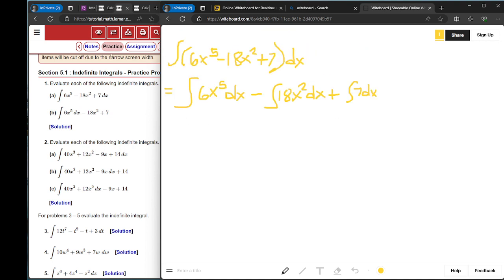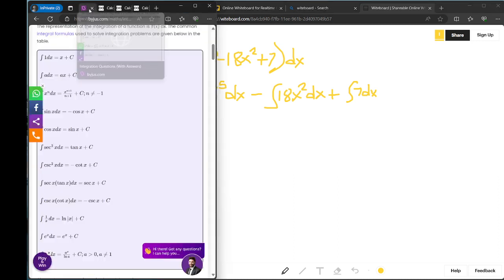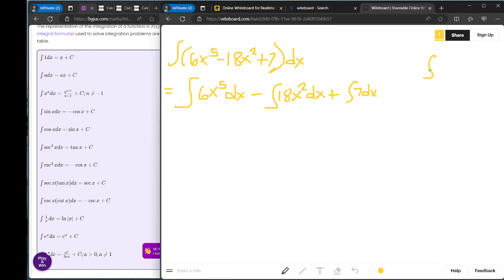And if we go back to our notes, to our guide, if the given problem is the integral of x to the n dx, meaning we are dealing with exponents, that is equal to x to the n plus 1, meaning we add 1 to the exponent and divide by n plus 1. And of course, plus c.